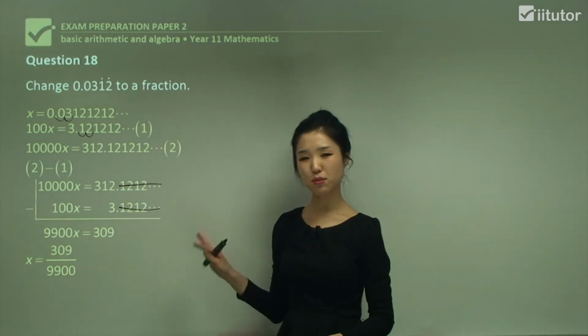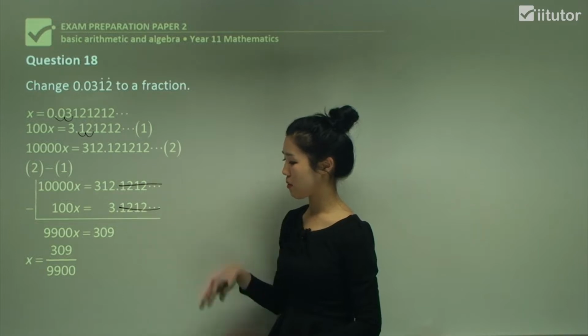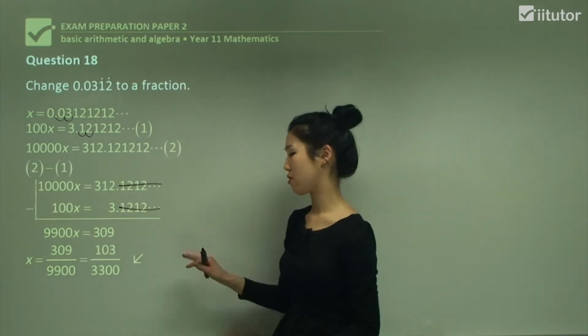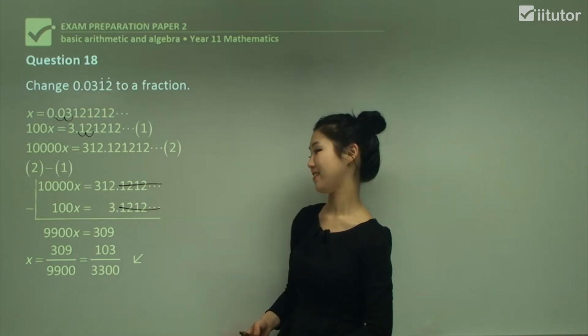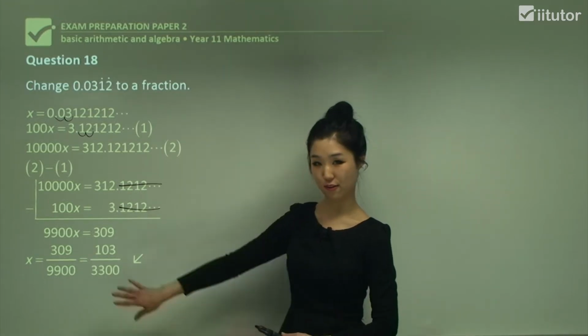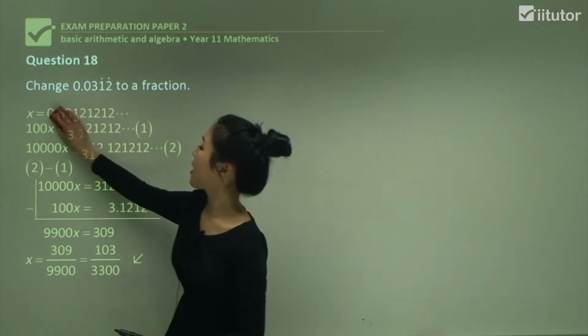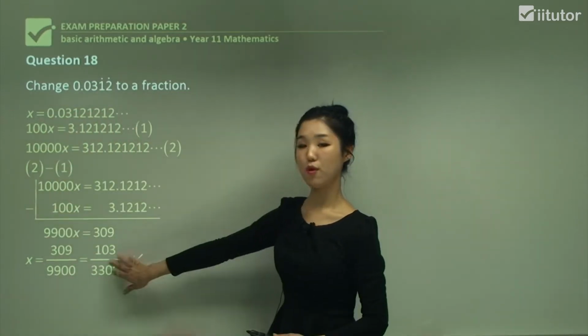Okay, and just simplify further, I think you can divide top and bottom by 3, and then you should get 103 over 3,300. And that's it. I don't think we can go any further, so that's your final answer. So make sure you simplify further if you can, but that's the simplest form here.